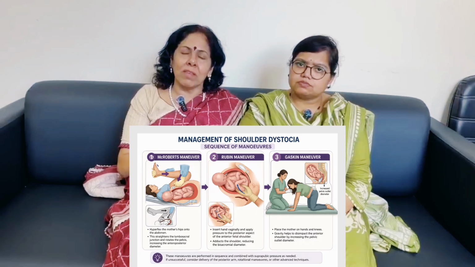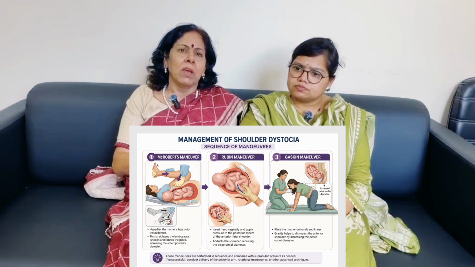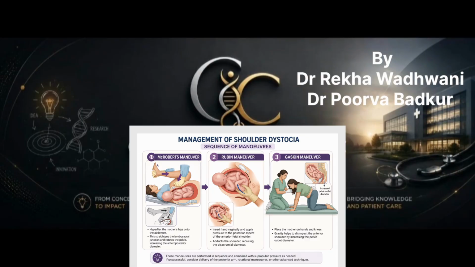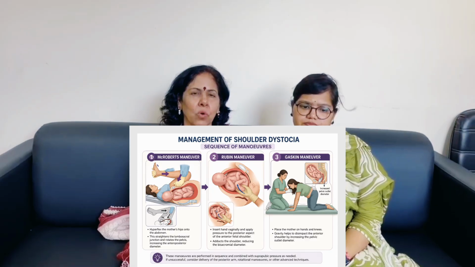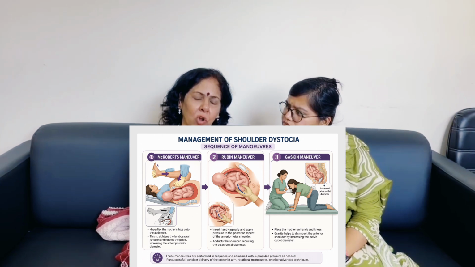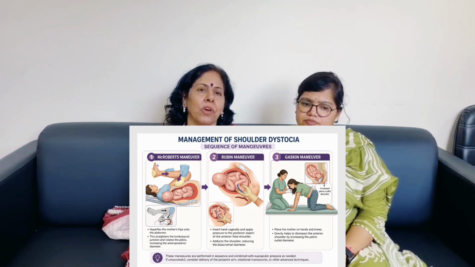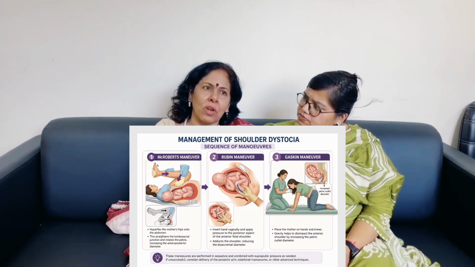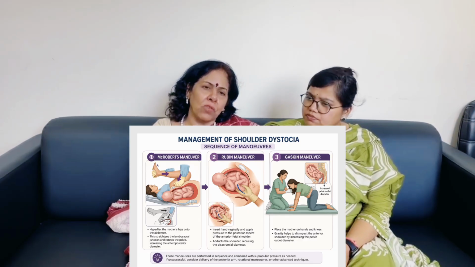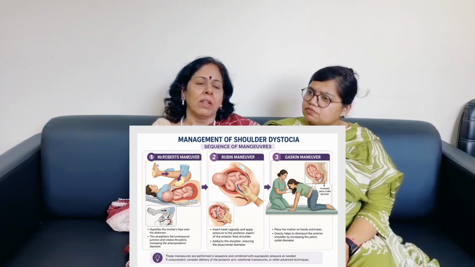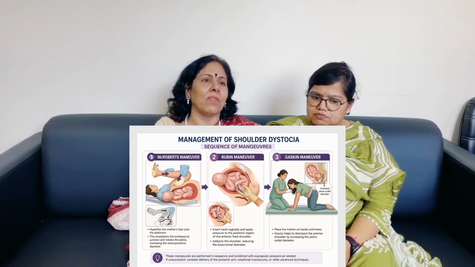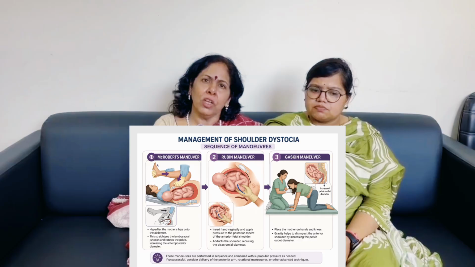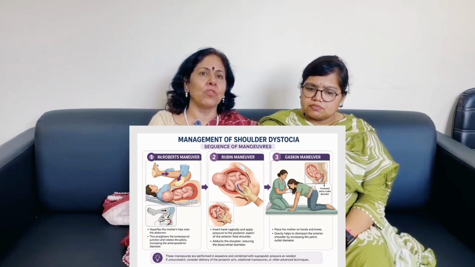Third maneuver is Gaskin's maneuver. Gaskin's maneuver means all fours. So after failure of McRoberts and Rubin's, we can go for Gaskin's maneuver, that is all fours. Here the patient is supported on her hands and knees. So because of the change of gravity, all the dimensions will change and that will help in the release of the shoulders. And if this also fails, then the last option is the Zavanelli method.